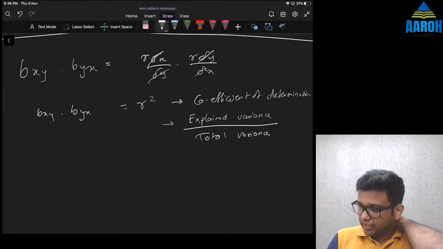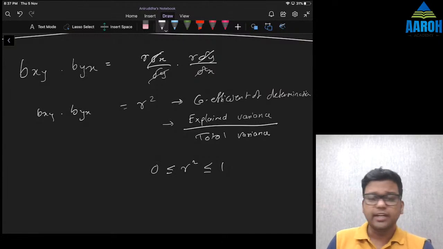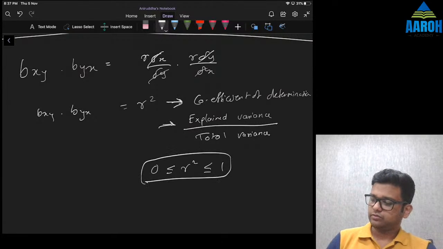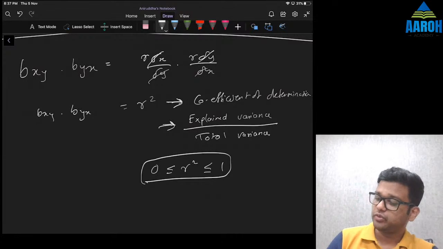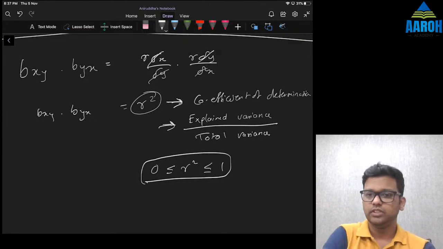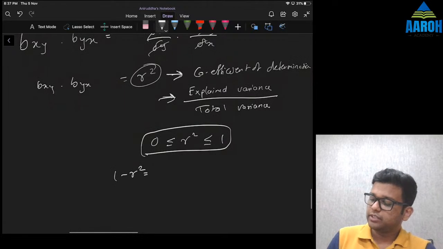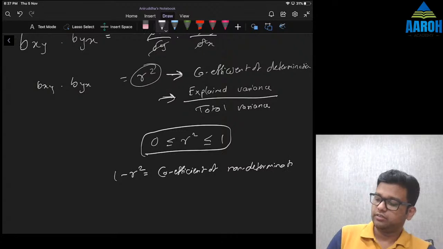So that is always between 0 and 1, right? Correct, Sukanya? Sometimes they ask what is percentage of explained variance. That means you have to find r square in percentage. Sometimes they ask what is percentage of unexplained variance. That means 1 minus r square, which is coefficient of non-determination, which is unexplained variance upon total variance.